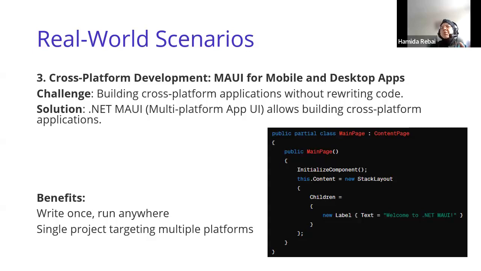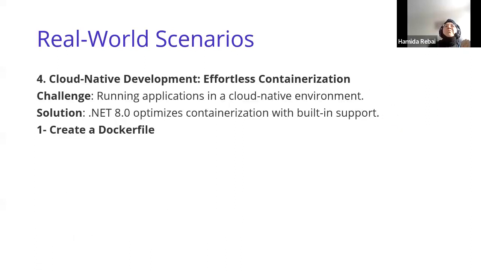Here we talk specifically about mobile and desktop applications. We need cross-platform applications without rewriting code. I develop apps and can deploy on mobile, desktop, and web applications in this case. And here we have an example: multi-platform app UI, building a cross-platform application. This is write apps, run anywhere, a single project targeting multiple platforms. Here we focus on portability and reduced time.